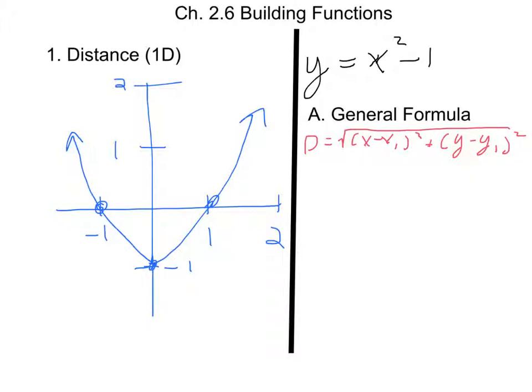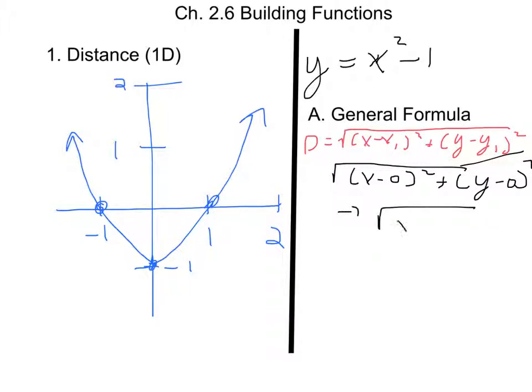From this problem, it says we want to find the distance from the origin, right here, to a point along this parabola. Since we have the origin, x1 and y1 are going to be 0 and 0, because the origin is located at the coordinates 0, 0. So you can plug in x minus 0 squared plus y minus 0 squared, and this is going to give you just root x squared plus y squared once you simplify it.